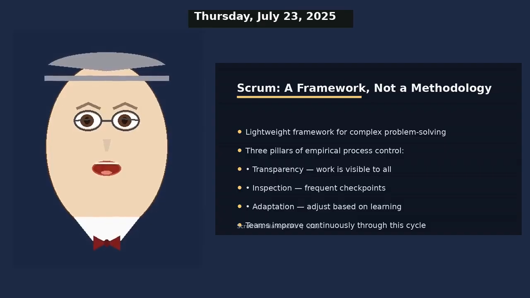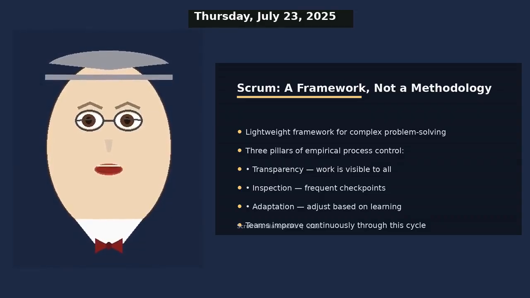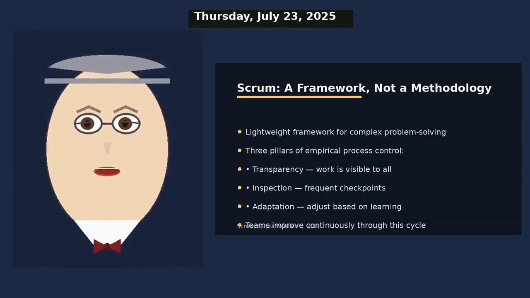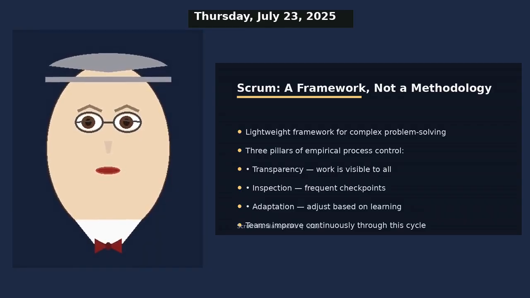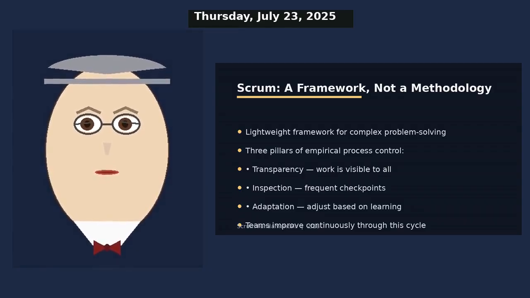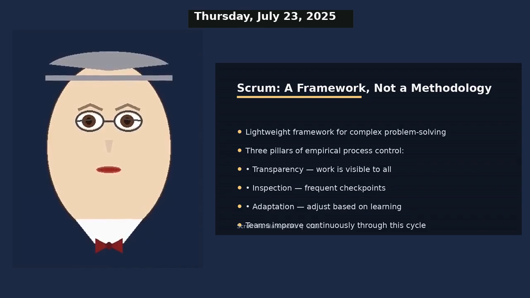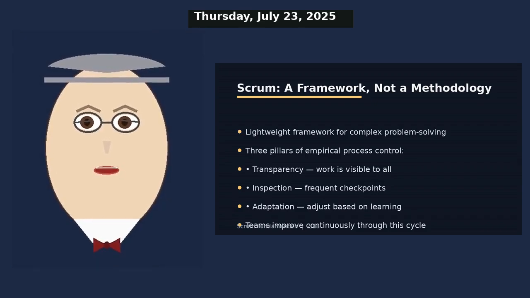Scrum is not a methodology. It is a lightweight framework that helps teams solve complex problems through empirical process control. Three pillars uphold it: transparency, inspection, and adaptation. When work is visible, inspected frequently, and adapted based on what we learn, teams improve continuously.